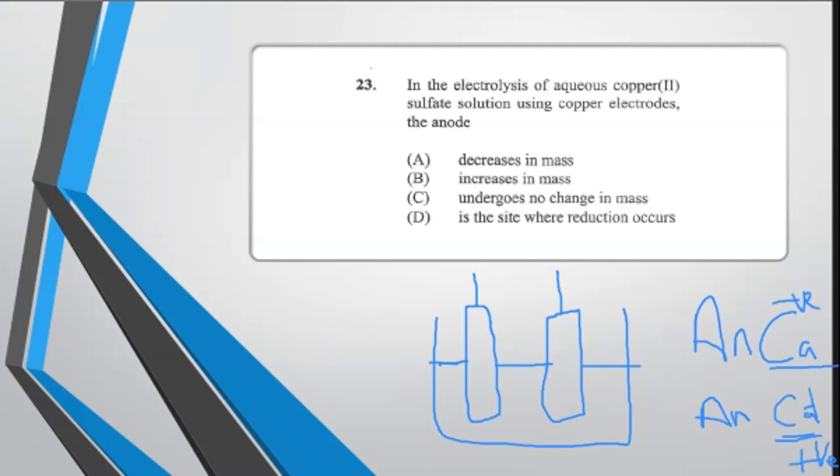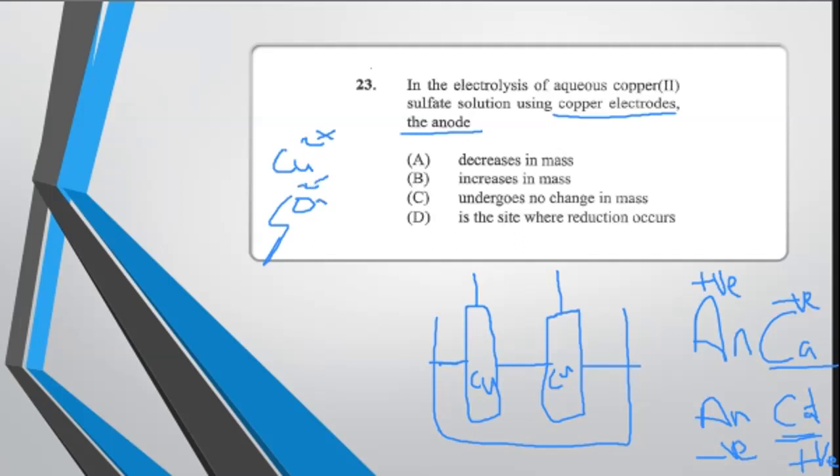So they're telling you, in the electrolysis of aqueous copper 2 sulfate solution using copper electrodes, these electrodes are made of copper. The anode attracts anions. Anions are negative ions. The negatively charged ion in aqueous copper 2 sulfate, you have copper ions, Cu2+, and you have sulfate ions, SO4 2-.